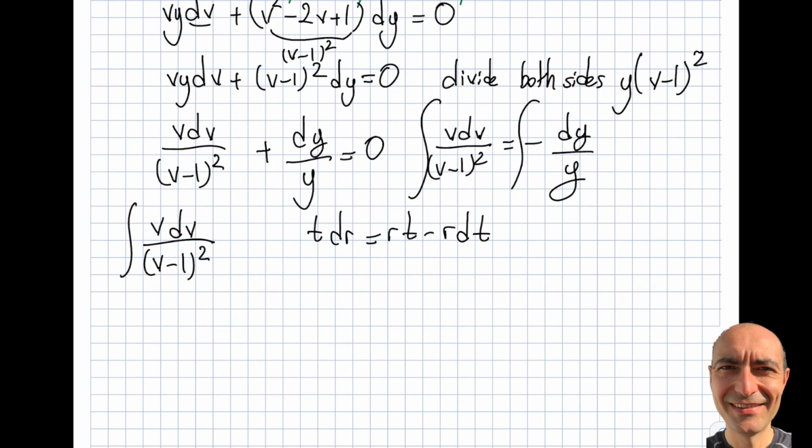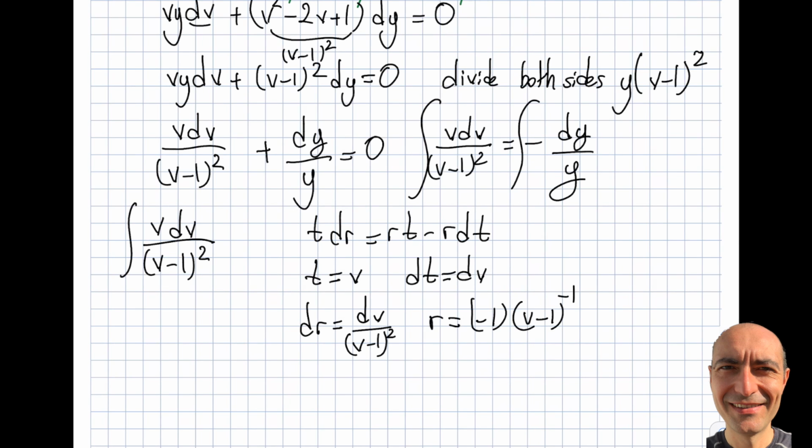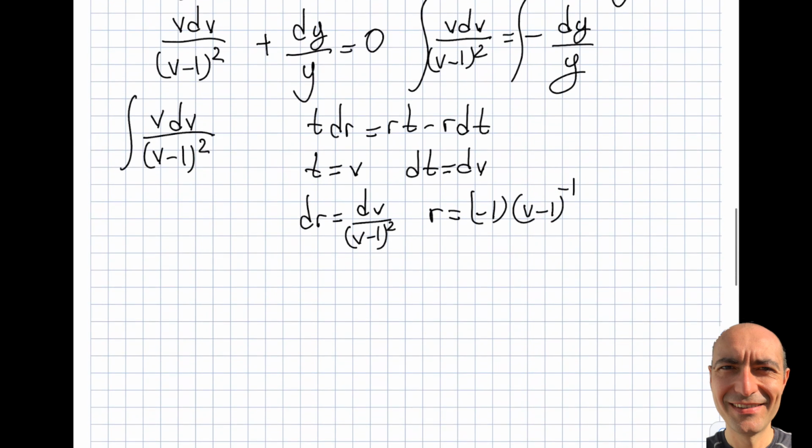I'm using v in the equation itself for separation of variables. So from here I'm going to use t is equal to v, because I can take the derivative of that easily. So dt is equal to dv. How about dr? That will be dv over (v minus 1) squared, so r is equal to minus 1 times (v minus 1) to the power of minus 1. Then I will simply plug that into the equation. This one will be minus v over v minus 1. I just wanted to write it this way; you can write (v minus 1) to the power of minus 1 if you choose to.